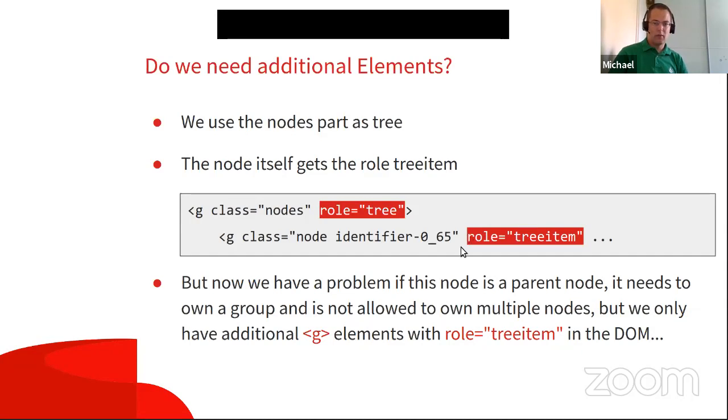But now we have the problem that if one node is a parent node, it needs to own a group, and it is not allowed to own multiple nodes. We only have additional group elements with the role tree item in the DOM. So what should we do now? We cannot structure the tree. We have the role tree and the role tree item elements, but nothing for structuring them in the way they should be structured.